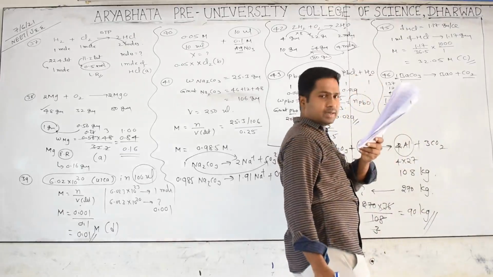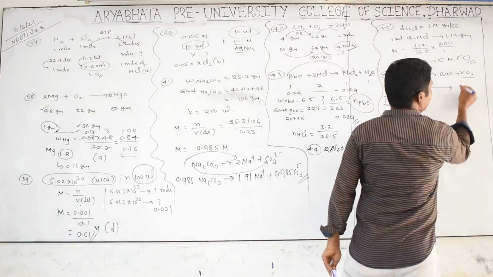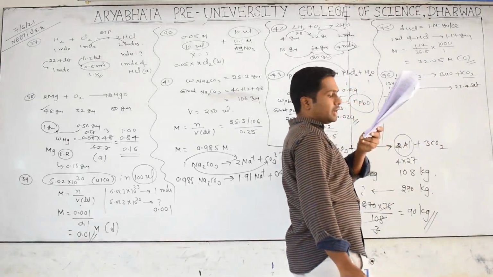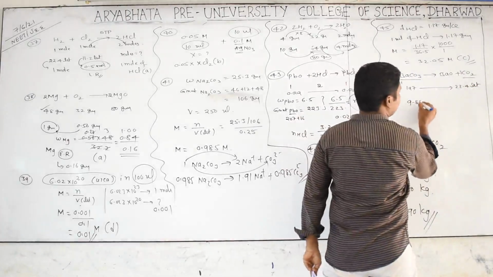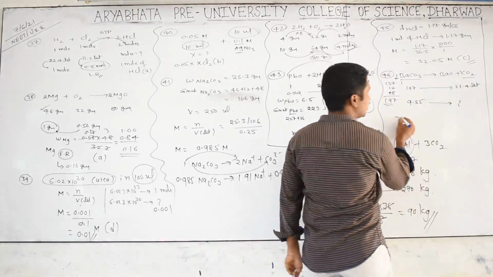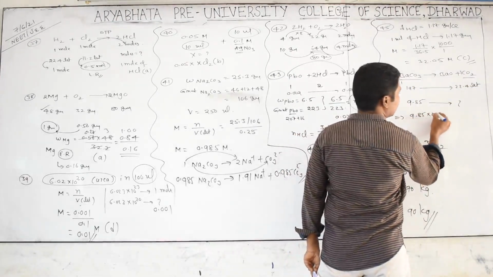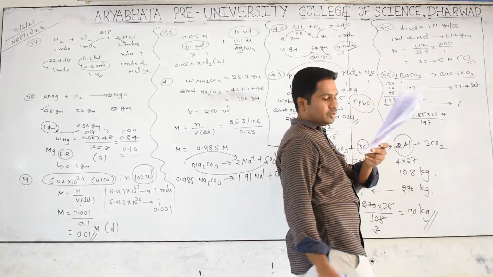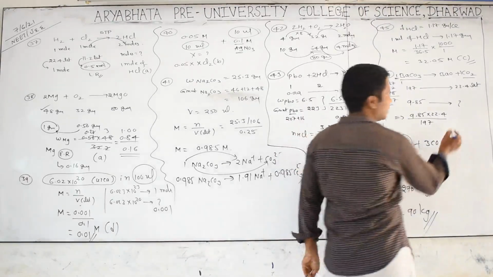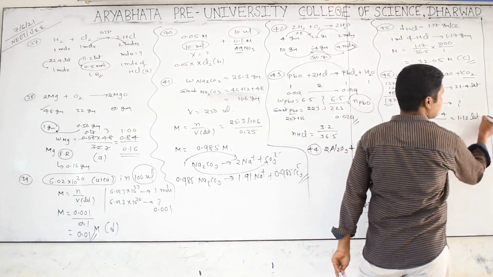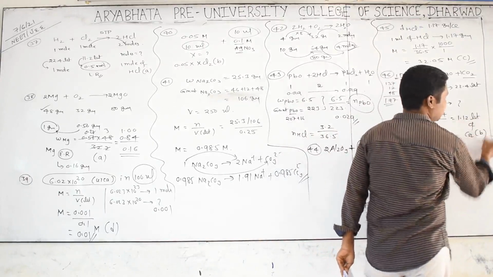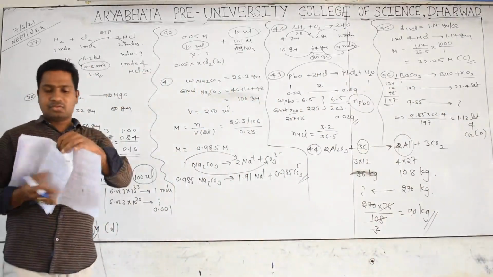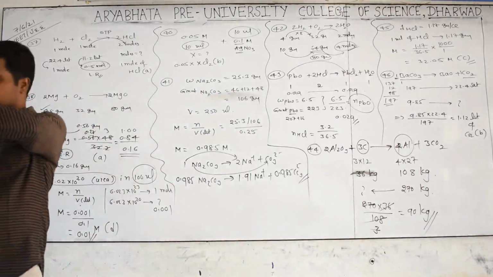197, and it is asking the answer in liters. 1 mole of CO2 means 22.4 liters. But the given quantity is 9.85 grams. How many liters does 9.85 grams give? Do cross multiplication: 9.85 into 22.4 by 197. Do the simplification and you will get, I think, 1.12 liters of CO2, option B. Check it. Yes. There are still 3 problems, we will finish them.